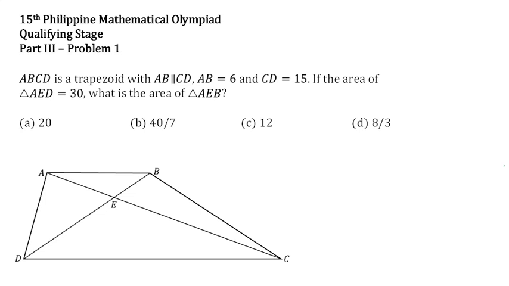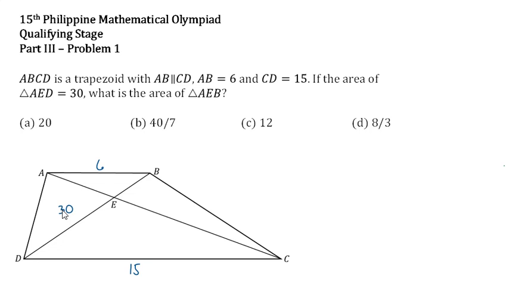Alright, let us start by labeling some known parts. So we know that AB is 6 units and CD is 15 units. It is given also that the area of triangle AED is 30 units. We will use the fact that AB is parallel to CD, with the observation that DB and AC are transversals.